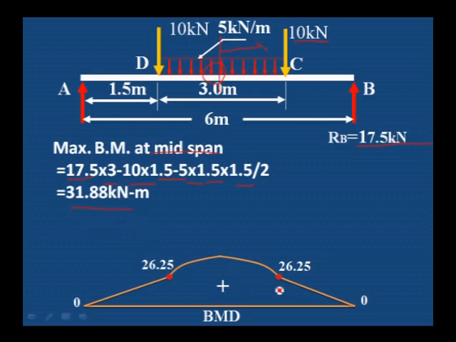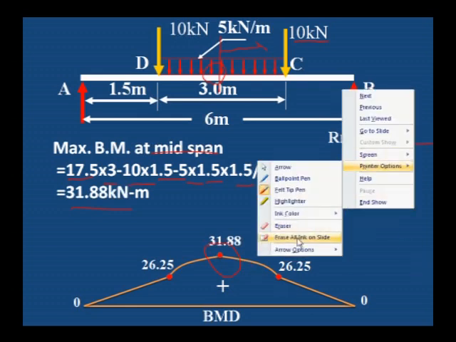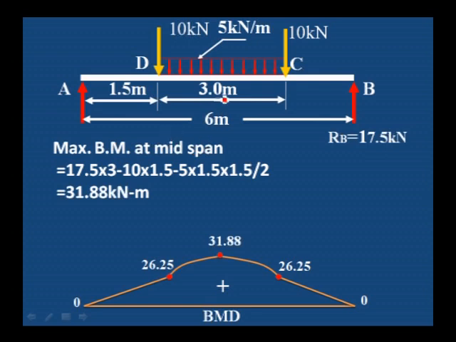31.88 is the maximum bending moment at the center. Like this, when the load is given symmetrically, we can easily calculate the bending moment and shear force diagram.